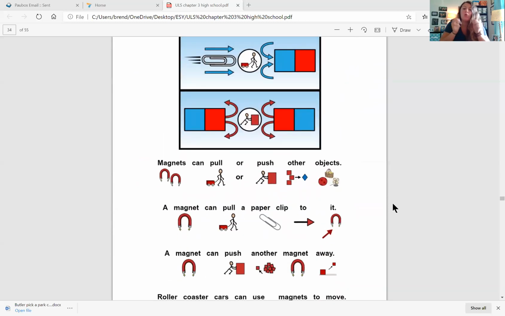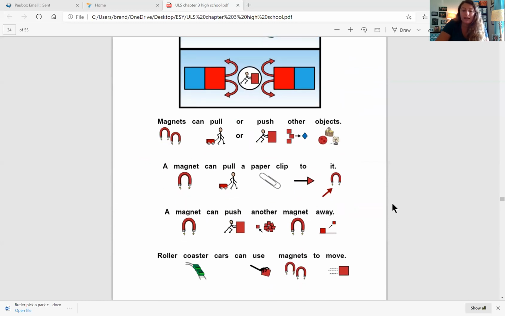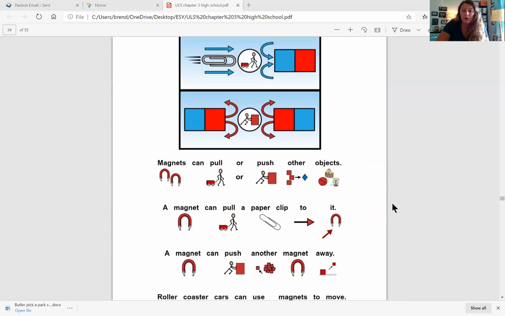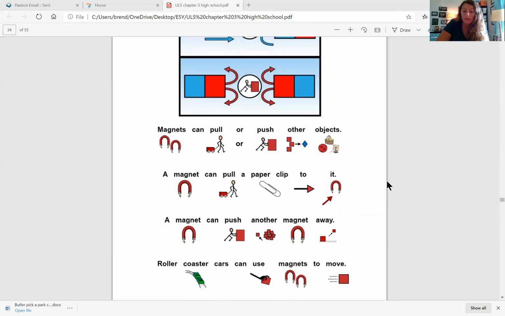Magnets can pull or push other objects. A magnet can pull a paper clip to it. A magnet can push another magnet away. Roller coaster cars can use magnets to move. So that's pretty cool. They use forces like gravity, so pushing and pulling to move, and they use magnets that help the objects either push towards each other or pull away from each other.